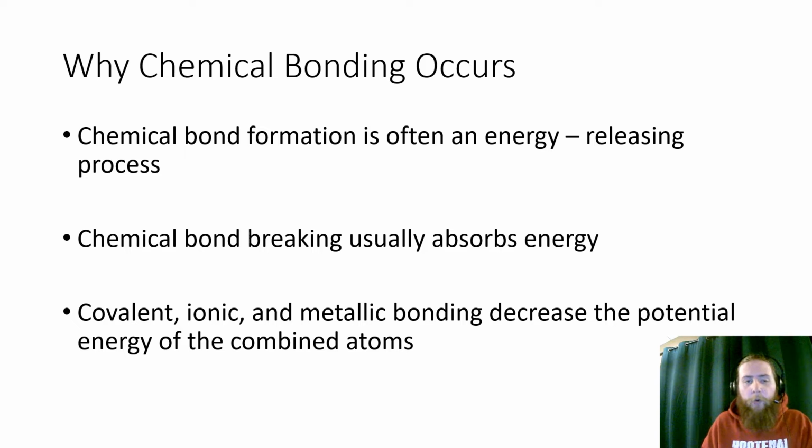So normally, when we have chemical bonding occurring, it's an energy releasing process. Like when we burn things, there's chemical bonding happening between the carbon in the wood and the oxygen in the air, and this releases energy in the form of heat. To break bonds, like if we're going to boil water and break the bonds between those hydrogen and oxygen atoms, we need to absorb energy. We need to add energy in. So by bonding, all of these atoms in the universe that are free floating decrease the potential energy of that combined unit.